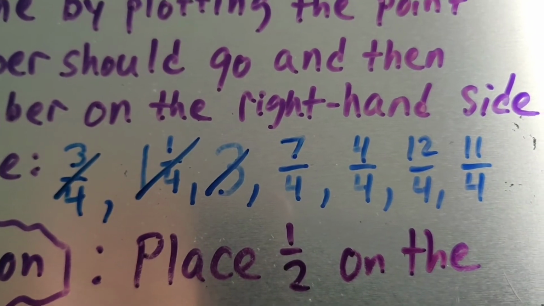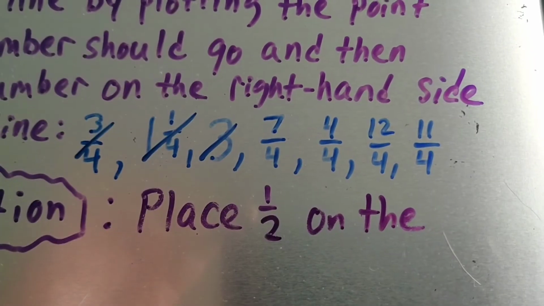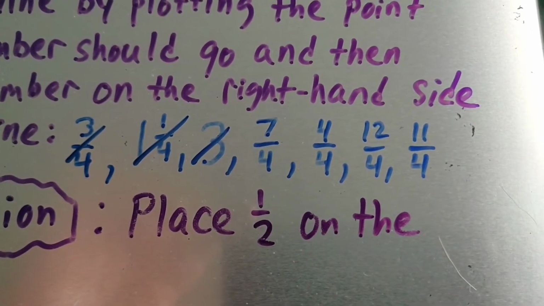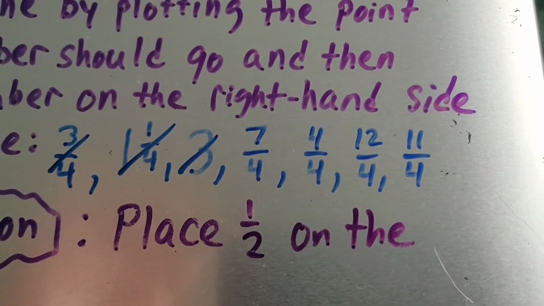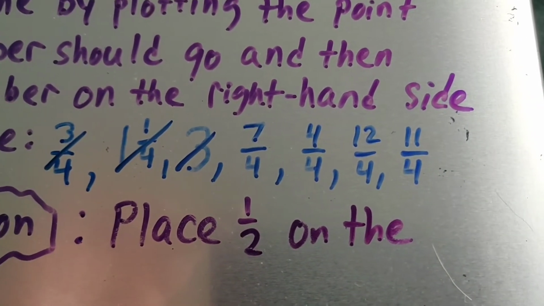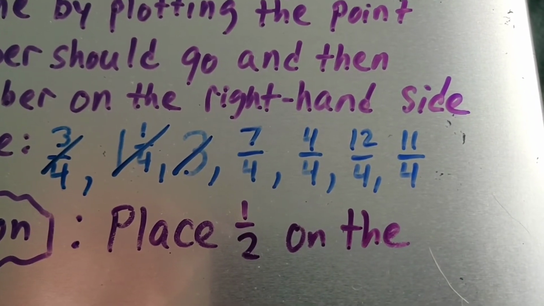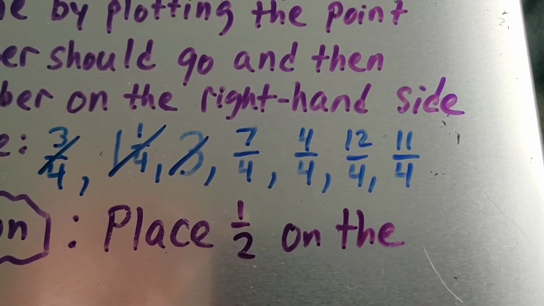So now I've crossed the 3 numbers out that I plotted. And other than the bonus question, now I just have to plot 7/4, 4/4, 12/4, and 11/4. And let me just start with 4/4.